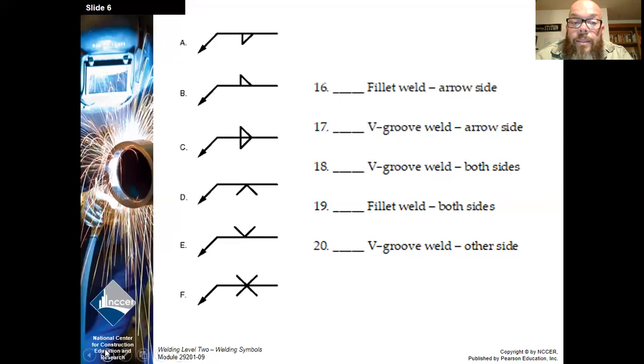Okay, so pretty basic. You know, V groove is a V. The fillet symbol, it's a triangle, kind of similar to what a cross section of the weld would look like on a fillet weld.